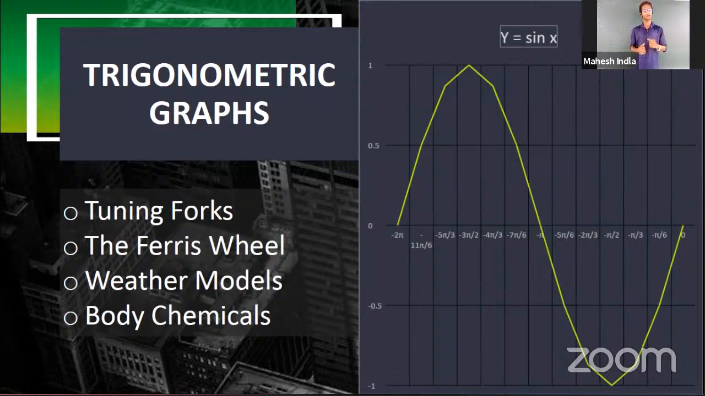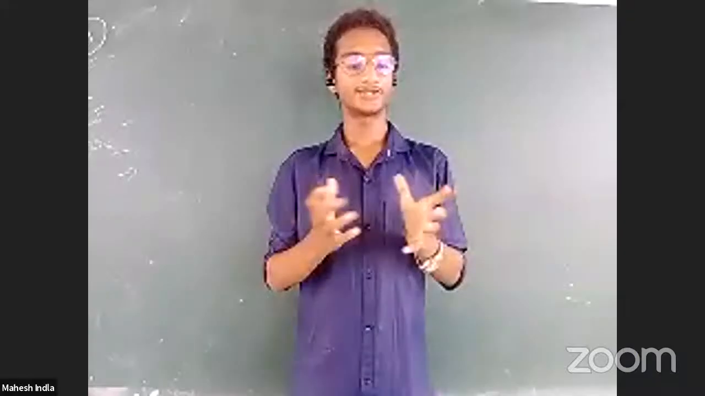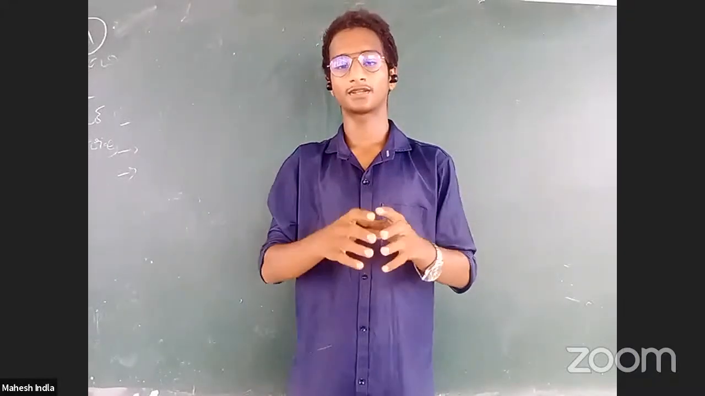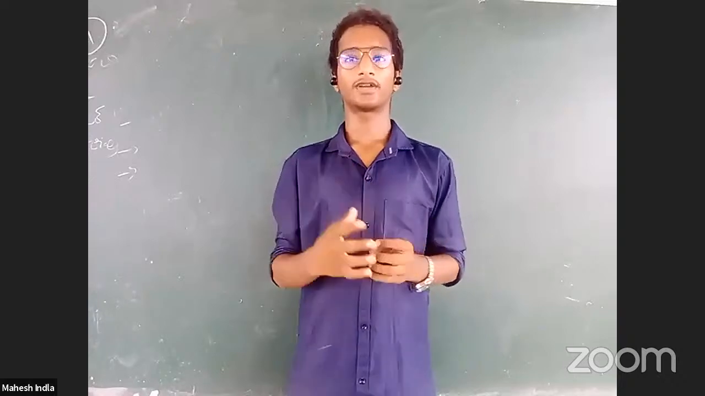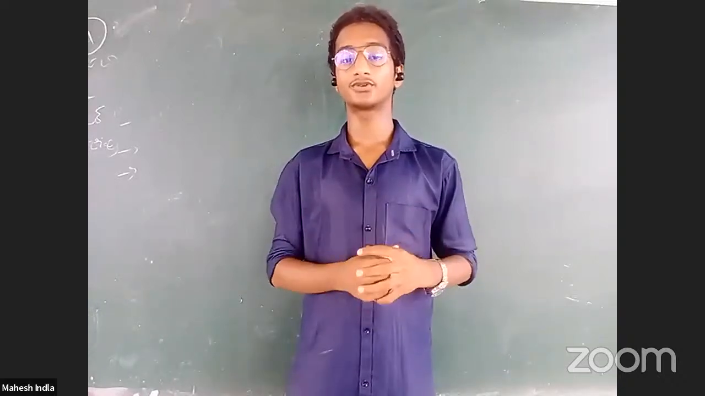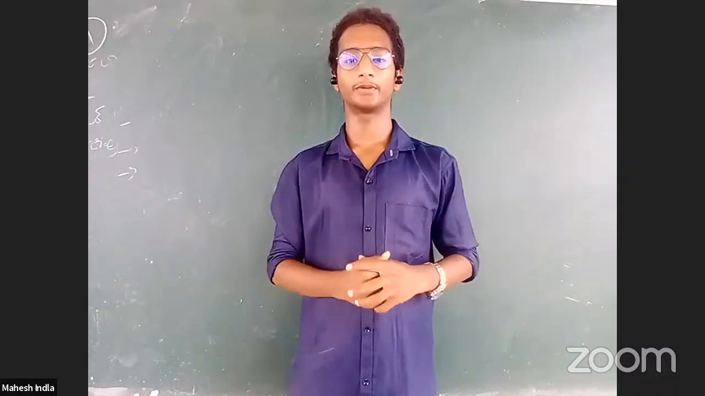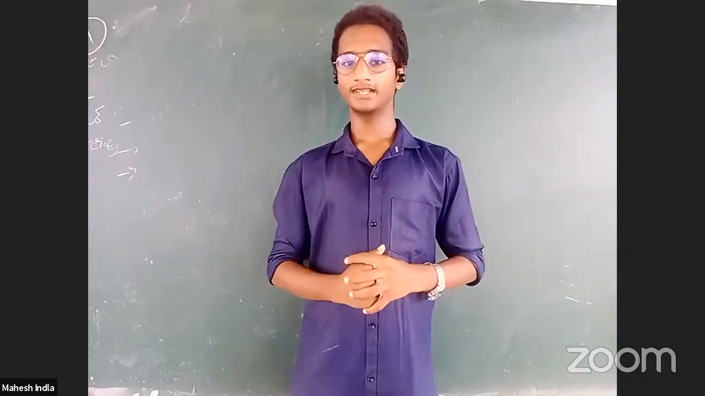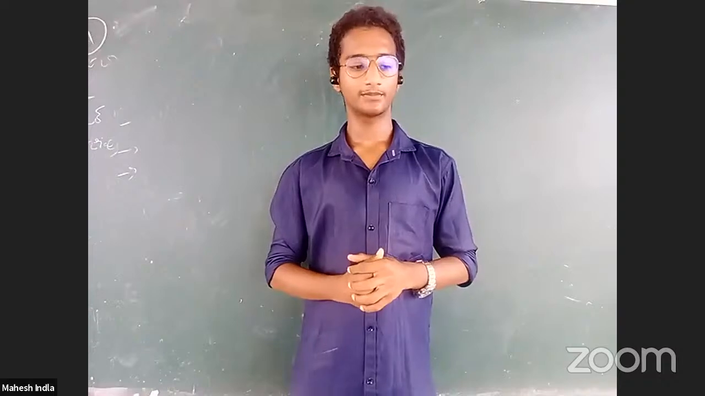So here these trigonometric graphs can be applied for all the trigonometric ratios: sine, cos, secant, cosecant, tan, and cot. Here, just as an example, I have used sine, but you can extend it for other trigonometric ratios also. And these trigonometric graphs can be used in tuning forks when guitars or musical instruments are being created or produced. Then we use these tuning forks to get the tune of the music to be released. So in that calculation, these trigonometric graphs can be used.